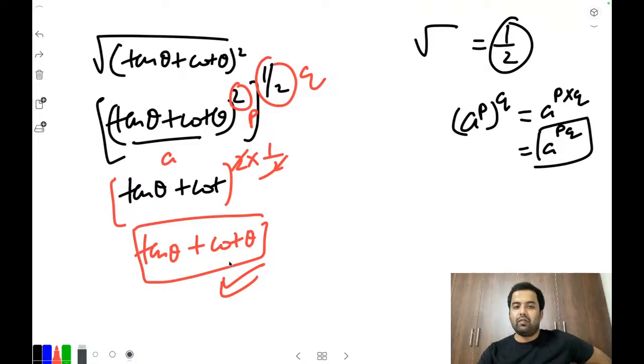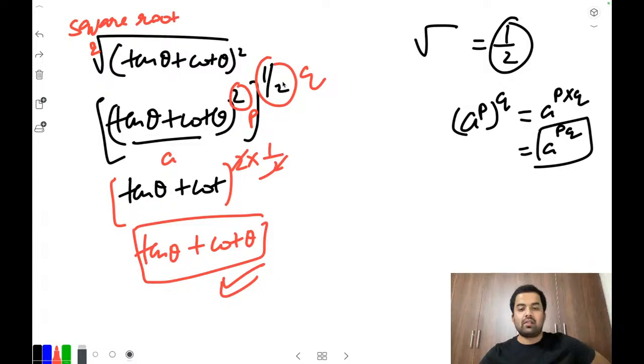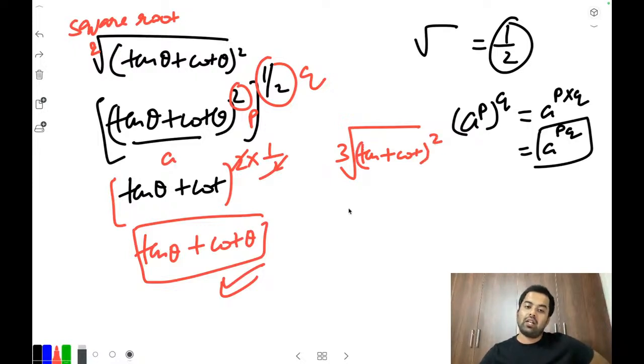Okay, fine. This thing we did. Let me mention this one and just write the answer in the chat box now. Suppose here it was a square root. Suppose it is a cube root. Tan, same thing is there. Tan plus cot, whole square. Now after removing the root, what will we keep? Let me know in the comment box.